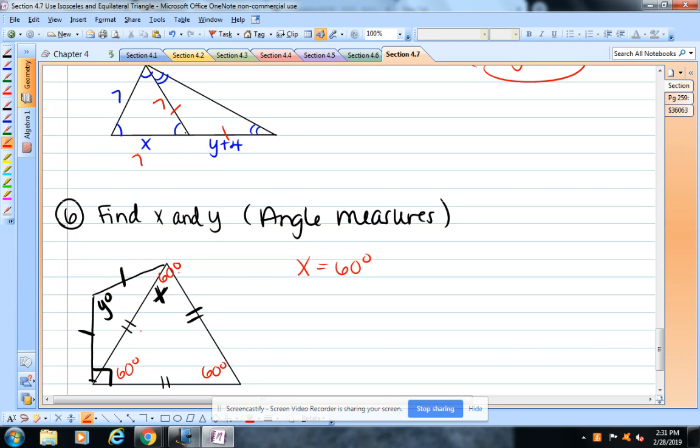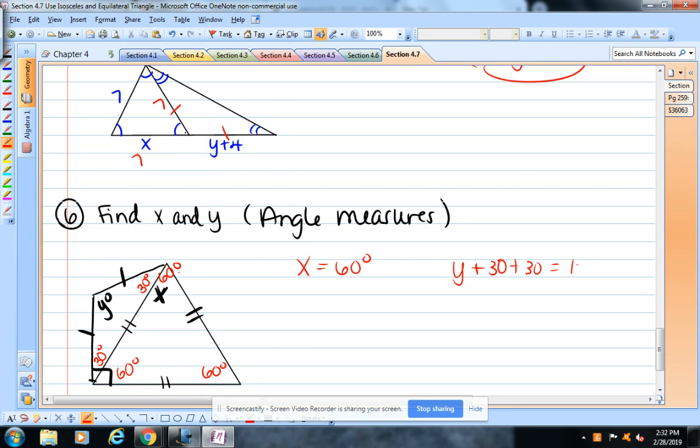This is a whole 90-degree angle, and this part's 60, so this part has to be 30. If this is isosceles, then this angle also has to be 30. Correct? So there we go. This one's 30 degrees. This one's 30 degrees. Now, how are we going to get the measure of angle y? I'll just say y plus 30 plus 30.